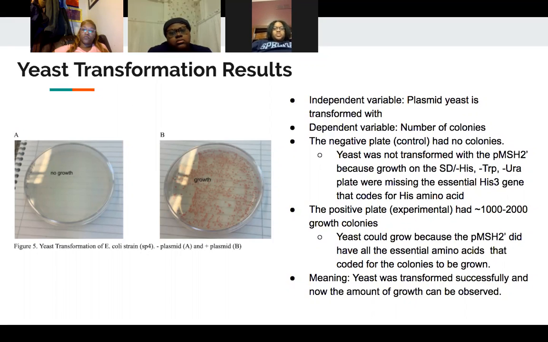And then the positive plate, which is the experimental, had approximately 1,000 to 2,000 growth colonies. So the yeast could grow because the mutant that we had had all the essential amino acids, and it coded for the colonies to be grown. So to put this all into conclusion, this means that the yeast was transformed successfully, and now the amount of growth can be observed, or the mutation rate can be observed.